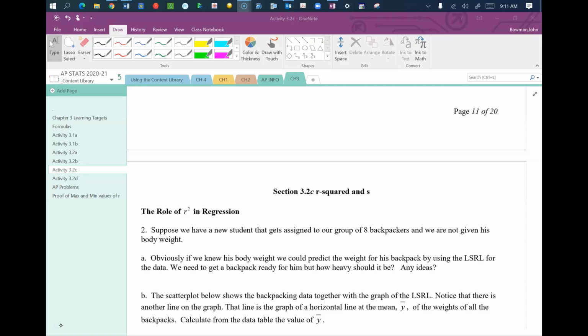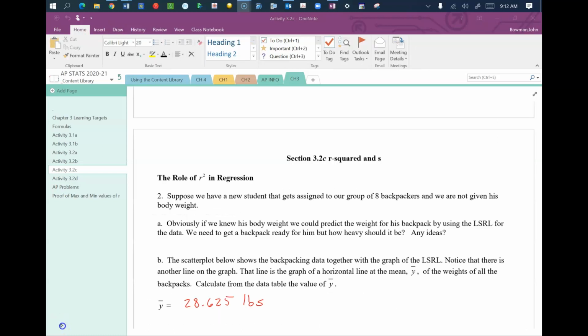This is kind of challenging, so please pay close attention, and pause the video when you need to. The first thing we're going to do is find the average value of the response variable, so the average backpack weight. Pause the video and find the average backpack weight from our sample. It turns out that the average backpack weight for our sample is 28.625 pounds.